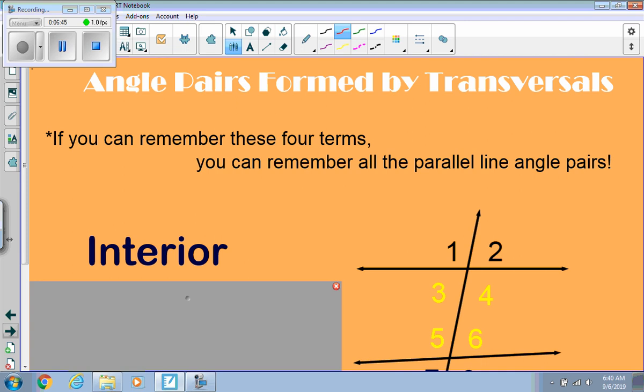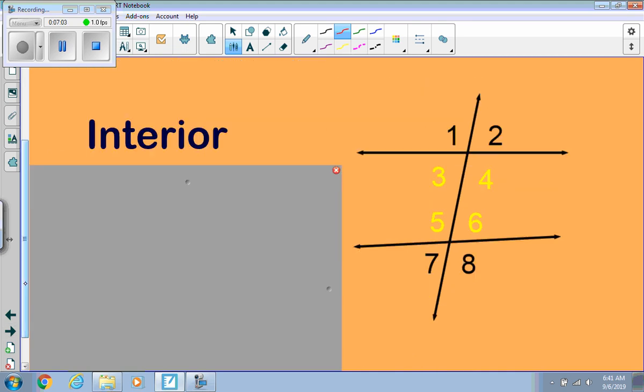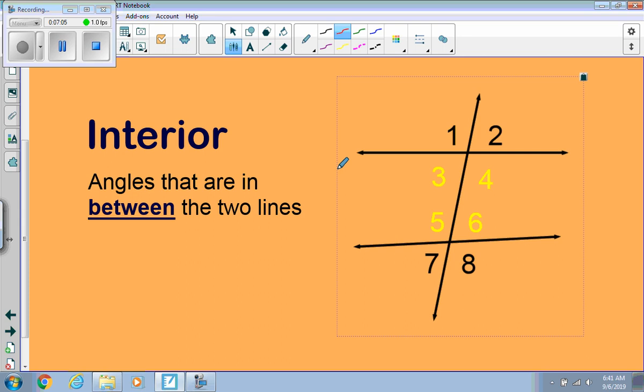Some key terms that are going to help us with our major terms today: the word interior. To be interior means to be inside, like being inside of your house or inside of a building. So they're going to be the angles that are in between our two parallel lines. If you can see up here, I have on my picture 3, 4, 5, and 6. Those angles are on the inside of the shape, between the two parallel lines.